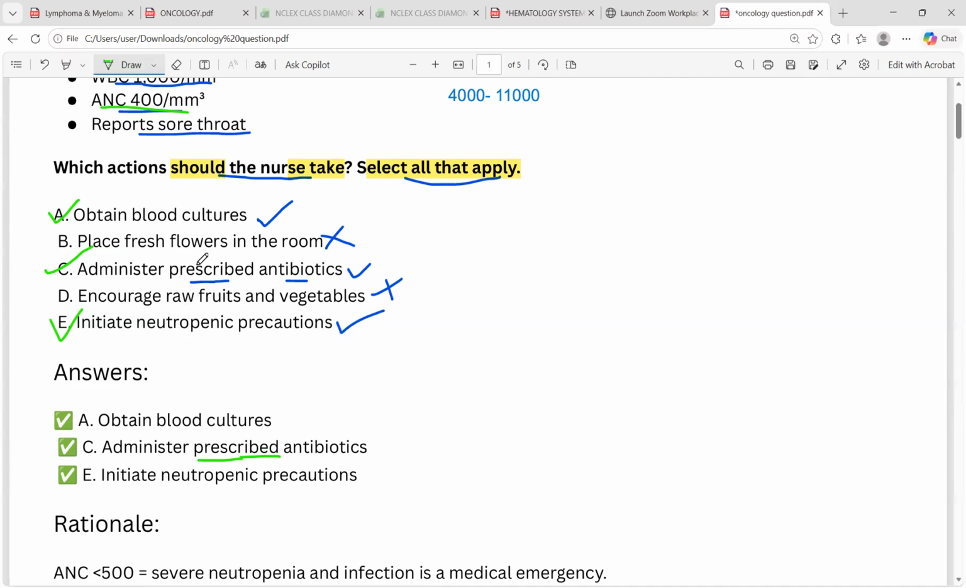In the options, it is written place fresh flowers in the room. That is to be eliminated. And encourage raw fruits and vegetables is also eliminated. It is a very important question. You will get this question in any kind of exam, so you have to be very thorough with it.